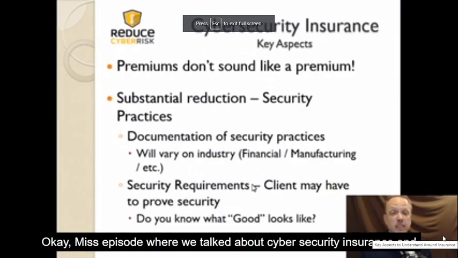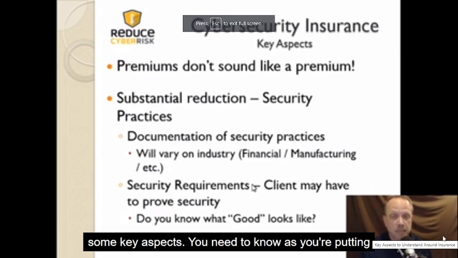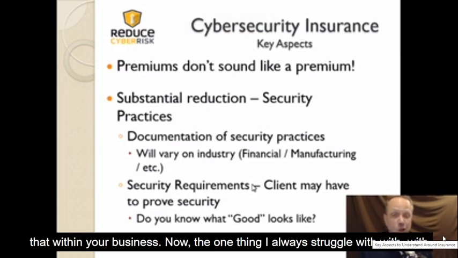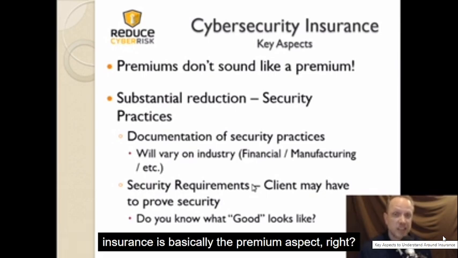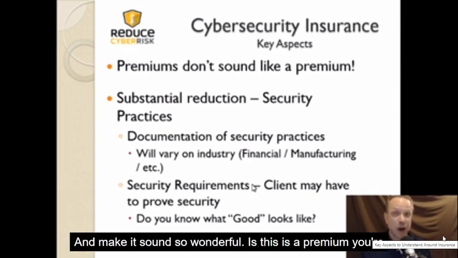Okay, in this episode, we're going to be talking about cybersecurity insurance and some key aspects you need to know as you're putting that within your business. Now, the one thing I've always struggled with insurance is basically the premium aspect, right? They make it sound so wonderful. This is a premium you're getting for your business?